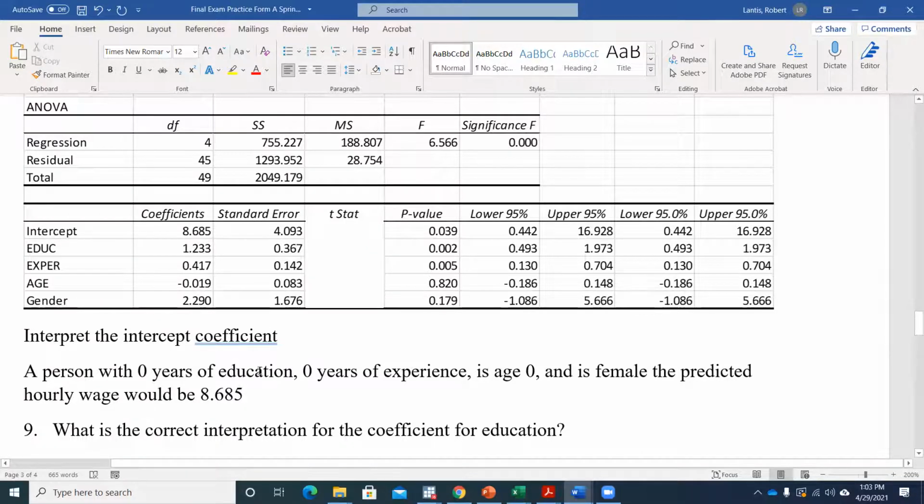Even though this interpretation is weird, we'll never see someone who's 0 years of age working, at least I hope not. And 0 years of education, doesn't seem like there are a lot of people out there that fit that. So even though it's not a practical scenario, that's still how we interpret it. It's like a starting point, even if it's a point that we never actually see in the data, and then as these variables move away from 0, the predicted y value would change, going up or down depending on the situation. So that's one thing you could be asked: to interpret an intercept coefficient.